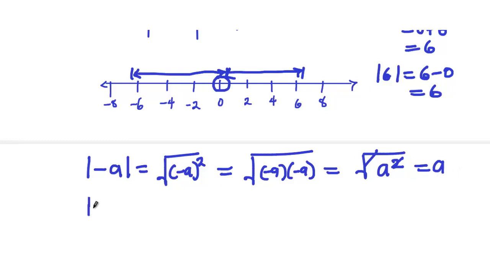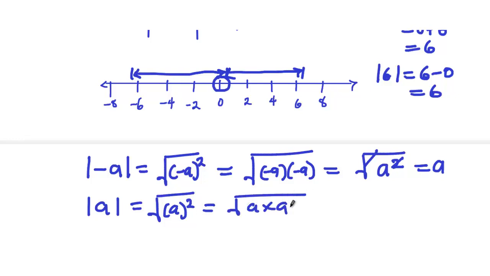The same thing applies to the absolute value of a. So the absolute value of a is the same thing as the square root of a squared. And that will give us the square root of a times a. And that will give us the square root of a squared. And that will give us a.